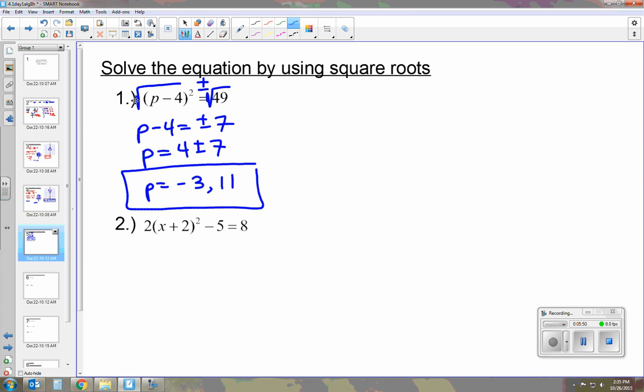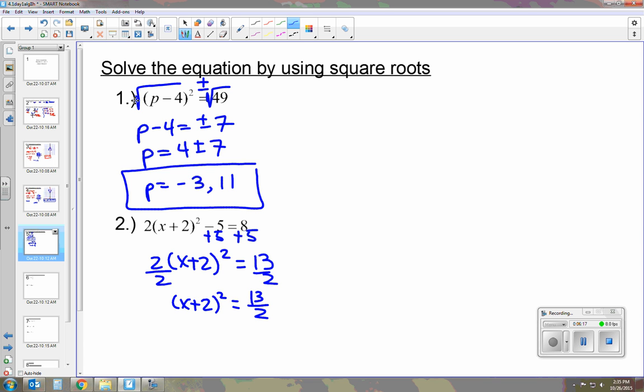The next one, we have to get the x squared function by itself. So we're going to add 5 first. So we have 2 times x plus 2 squared equals 13. Then I'm going to divide by 2. And I get x plus 2 squared equals 13 over 2.